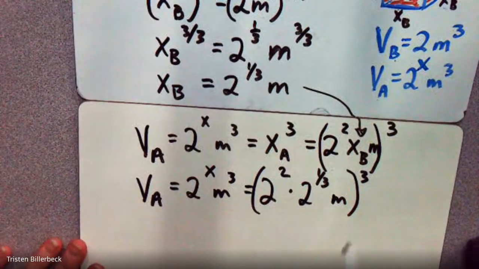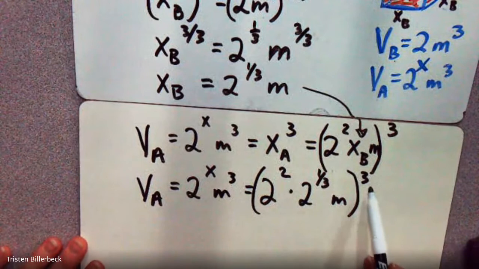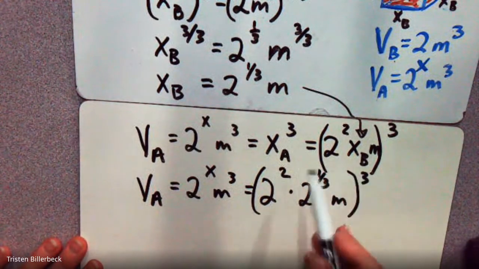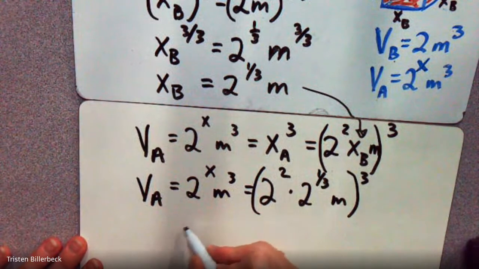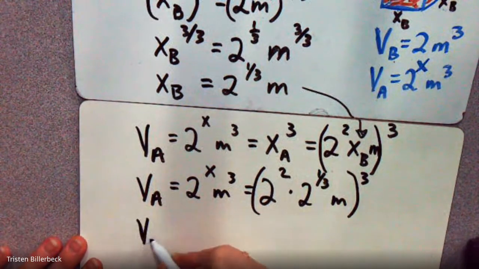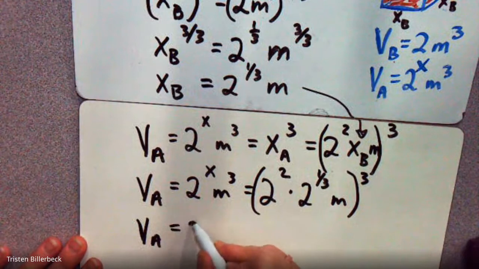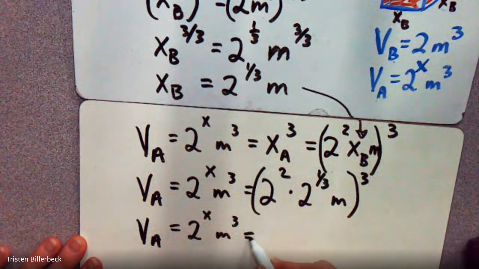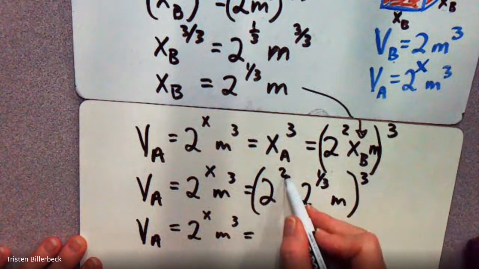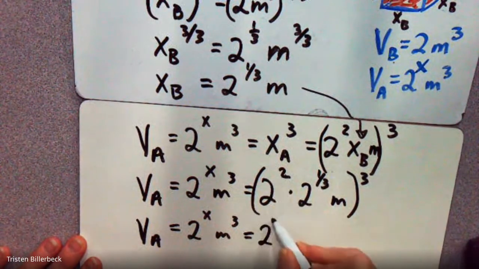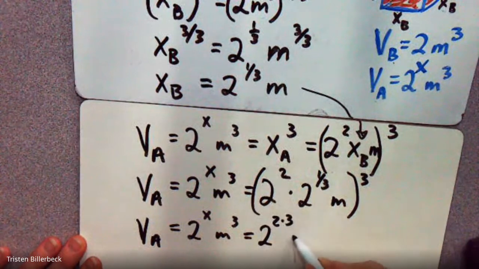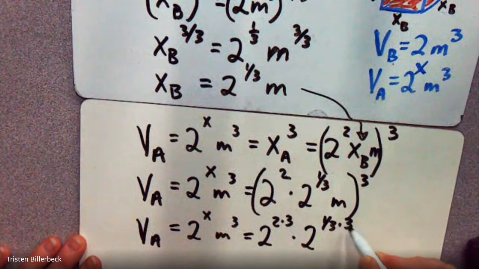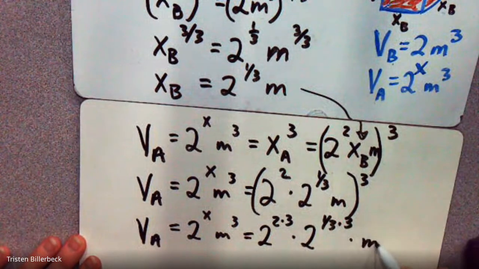Okay, so now we're going to use the power of a product and distribute this to each one of these. So we have volume A equals 2 to the x meters cubed equals, and then 2 times 3, so I have 2 times 3 times 2, and 1/3 times 3, times the meters cubed.